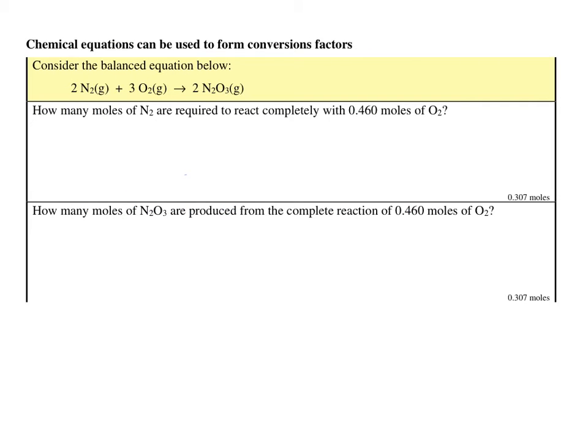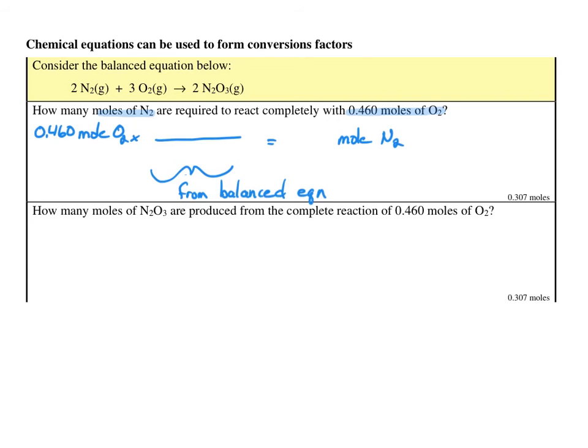Simple stoichiometry problem. We're relating moles of oxygen to moles of nitrogen through this balanced chemical equation. We're going to get our conversion factor from the balanced chemical equation. We need moles of O2 to be in the denominator, so we want moles of O2 along with its coefficient to be in the denominator. In the numerator, we want moles of N2 along with its coefficient in the balanced chemical equation. Now we do the indicated math and we get our answer.